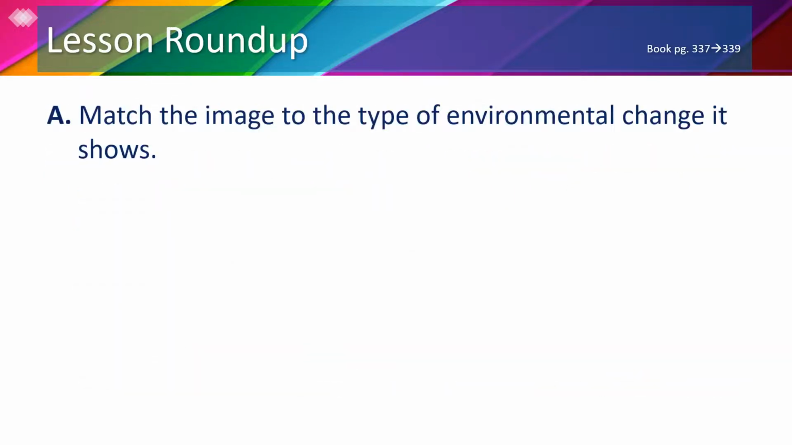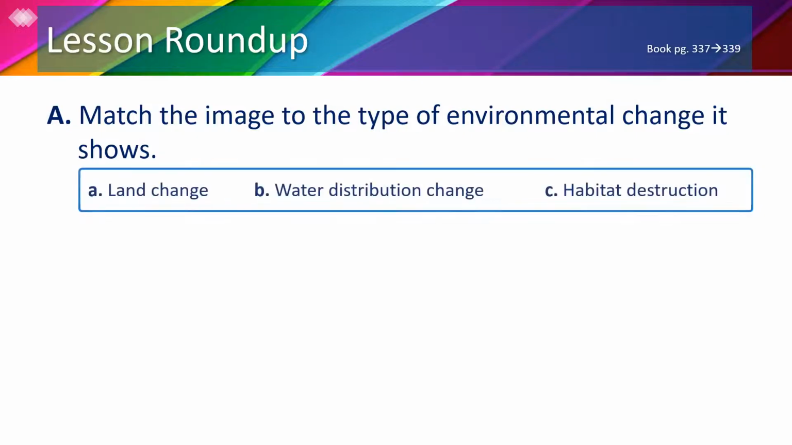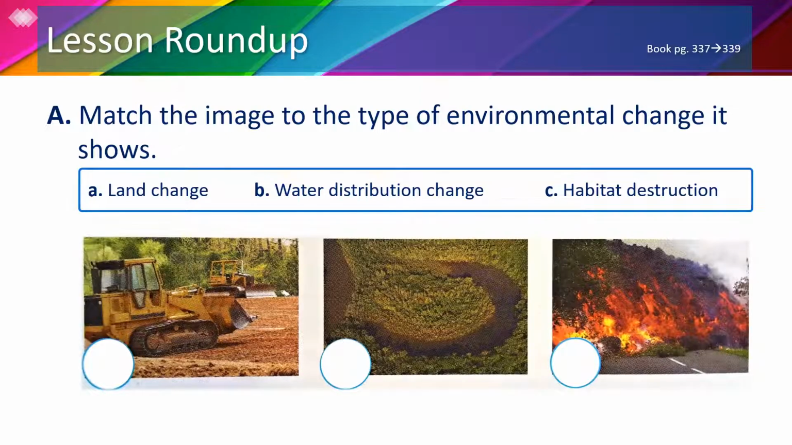Now the lesson roundup on page 339, part A. Match the image to the type of environmental change it shows. We have the following words: A. Land change, B. Water distribution change, and C. Habitat destruction. The first picture shows a bulldozer used to cut down trees and clear lands. So the answer is C, habitat destruction. The second picture shows an oxbow lake caused by a river changing its course. So the answer is B, water distribution change. And finally, the last picture shows a volcanic lava. So the answer is A, land change.